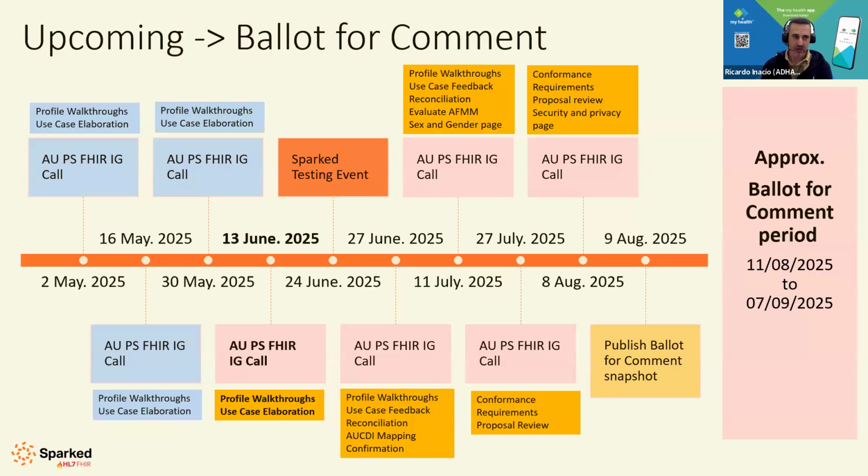A quick refresher on the timeframes we're working towards. You would have seen this previously, but what we have here on the right is what we're aiming for. We're trying to get to a ballot for comment period between the 11th of August and the 7th of the 9th. So between now and the 11th of August, we will be making sure that everything is ready to go. And at that stage, we will then open up the patient summary spec for ballot for comment.